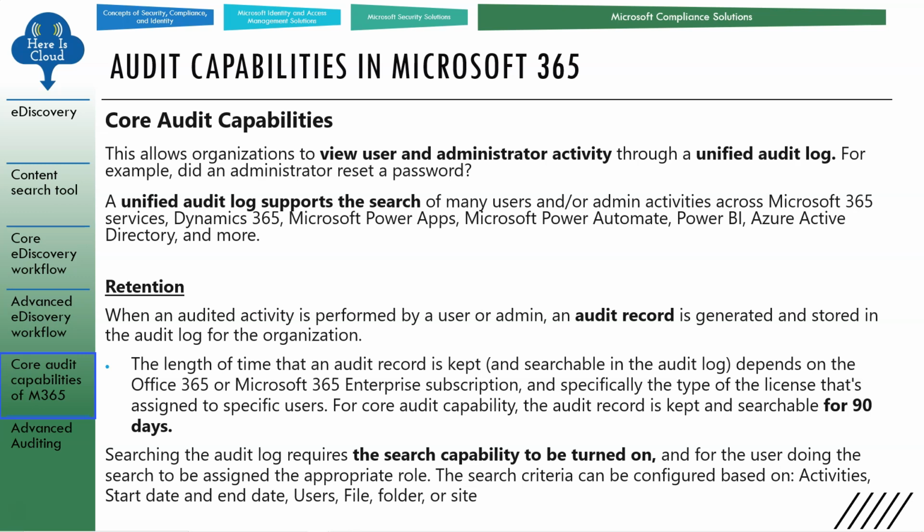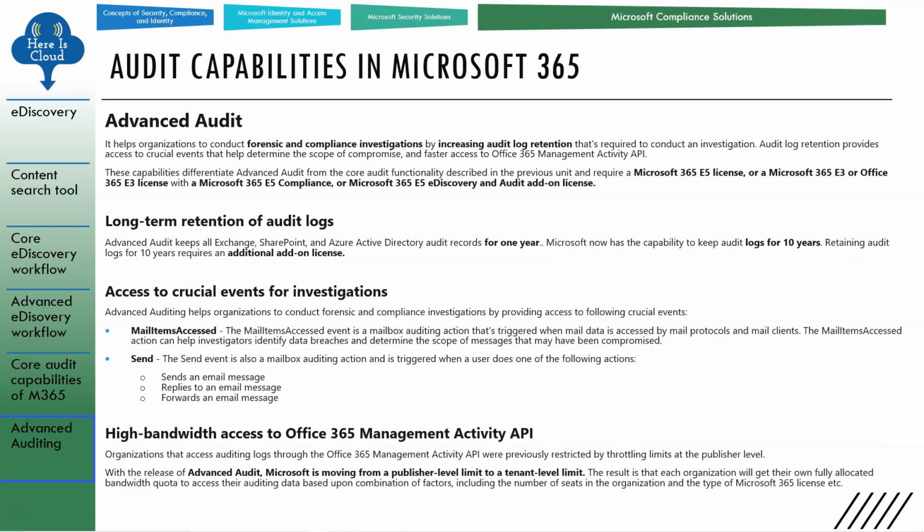Searching the audit log requires the search capability to be turned on and for the user doing this search to be assigned to the appropriate role. The search criteria can be configured based on activity, start date, end date, user, file, folder, or site. So it's a good tool to log what the admin and other users are doing, which is searchable for audit purposes. And then the second level, which is the last topic in this subsection, is advanced audit.